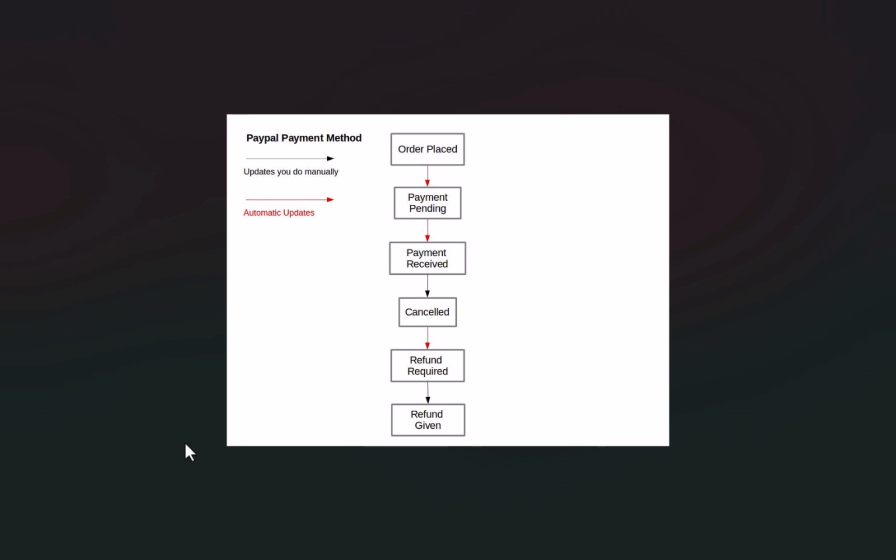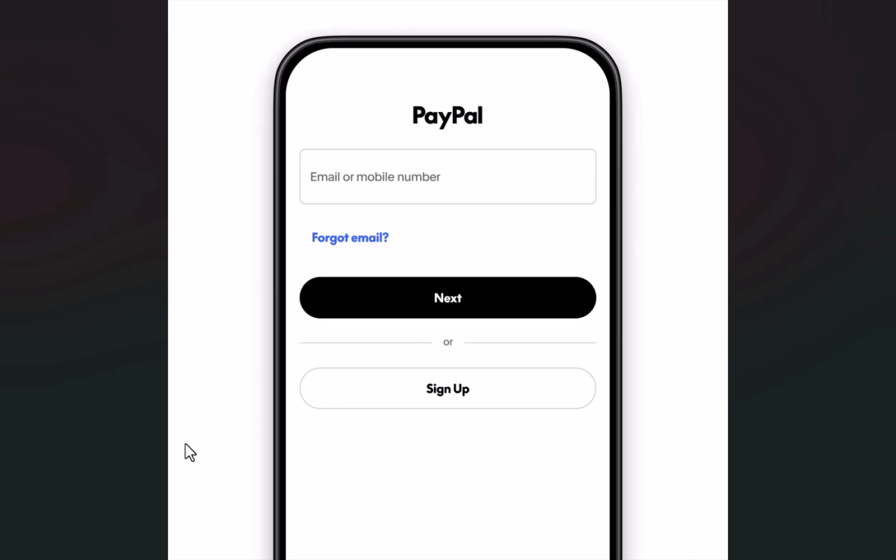But how do you go about fixing your current issue? The first step is to open up PayPal and sign in. So open up the PayPal app or website and simply sign into your account. Make sure you're the one using the account that sent the payment. Otherwise, it wouldn't be possible to cancel, since you don't have the authorization.